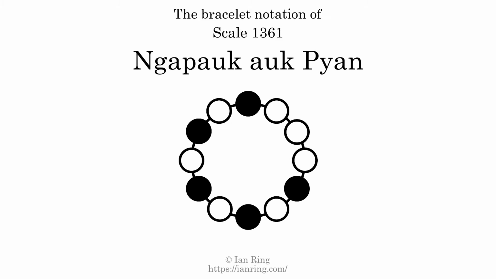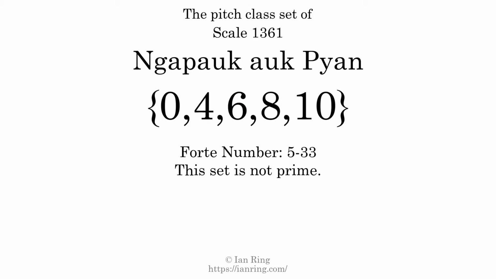This is a bracelet notation diagram of scale 1361. The shaded circles represent tones that appear in the scale, and they are read clockwise, starting at the top. The pitch class set for this scale is 0, 4, 6, 8, 10. The fault class is 533. This set is not prime.